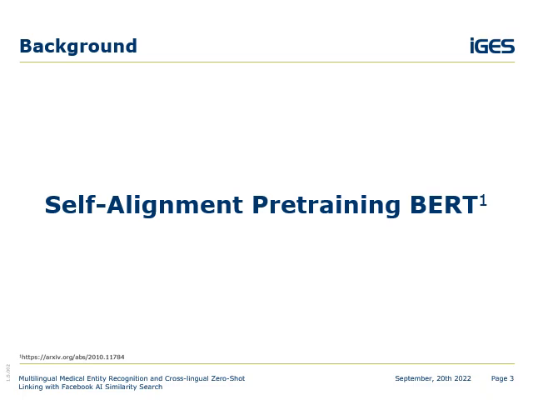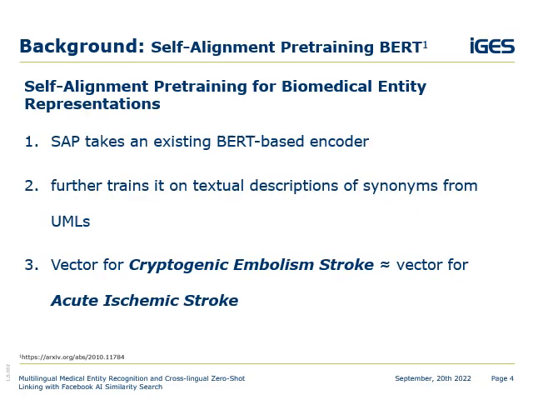We will first discuss something called Self-Alignment Pre-Training BERT, or also SAP-BERT. SAP-BERT, which is described in more detail in the paper Self-Alignment Pre-Training for Biomedical Entity Representations, is essentially just an encoder that takes an existing BERT-based encoder and further pre-trains it on synonyms that are extracted from UMLS.